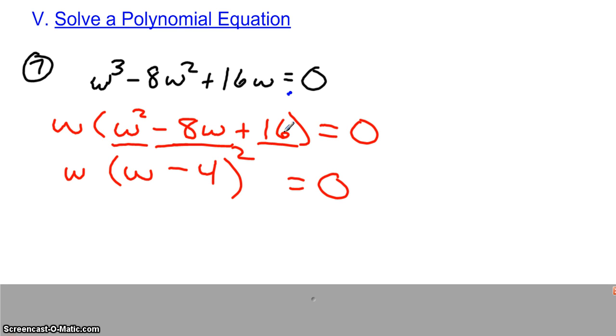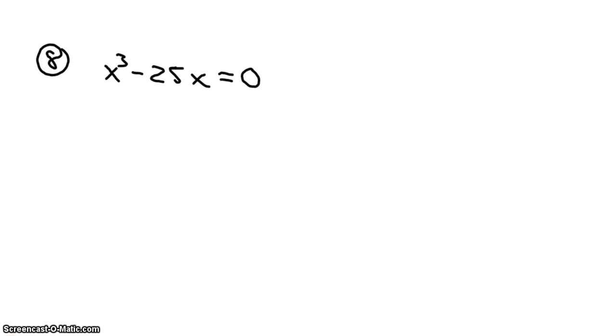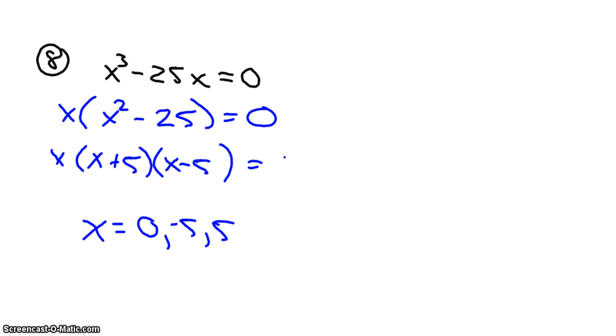So now tell me, what are the solutions that would allow this equation to equal 0? W is? Very good. 0 and 4. Excellent. Good job. Try this. Come back and look at the answer. Okay. So there we have it.